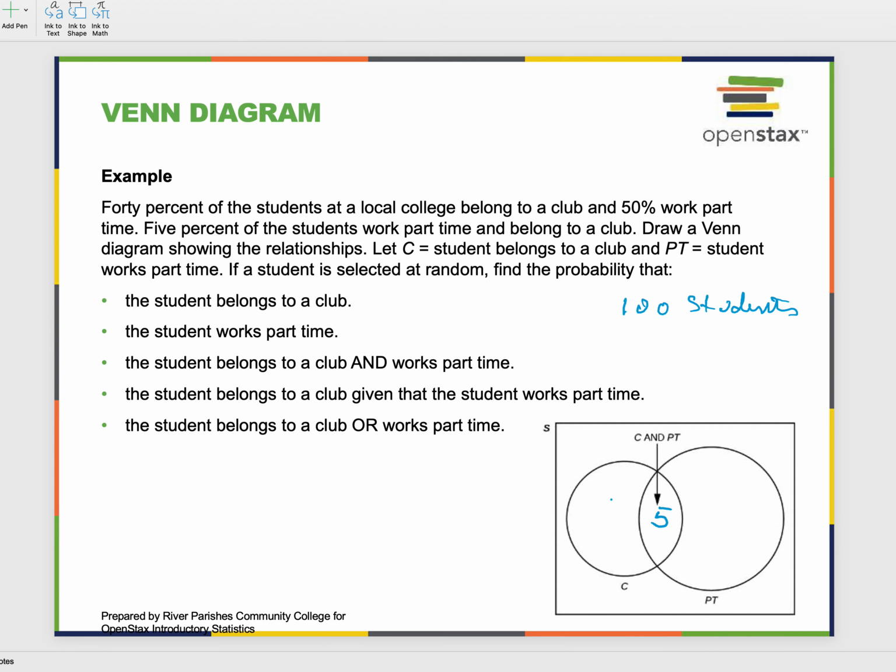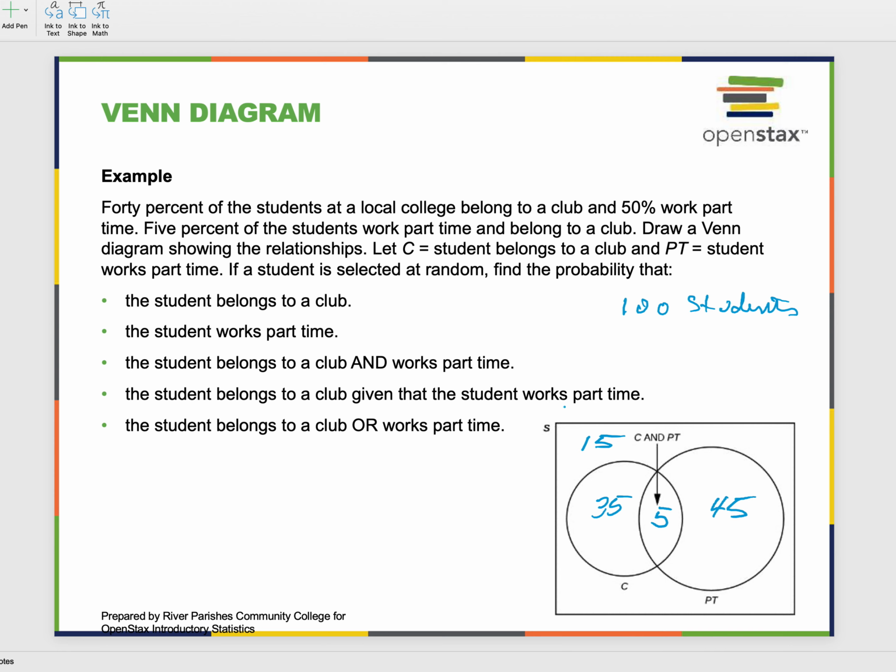The club has 40% of the students, so 35 of the students are here. So if I add 35 and 5, I get 40. And 50% work part-time, so I have 45 here. How many are in both these? Well, I have 40 and 45, 85%. So 15%, 15 of the 100 students are out here.